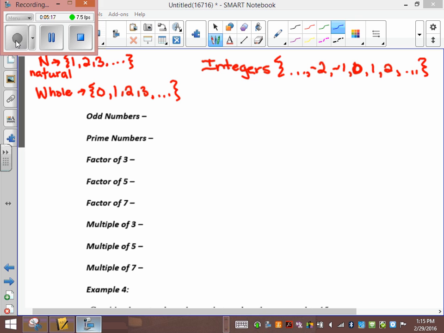Okay. Makes sense? And then rationals are just those decimal values, right? Etc. Pretty sure that, oh yeah, it's not. Okay, good. All right.